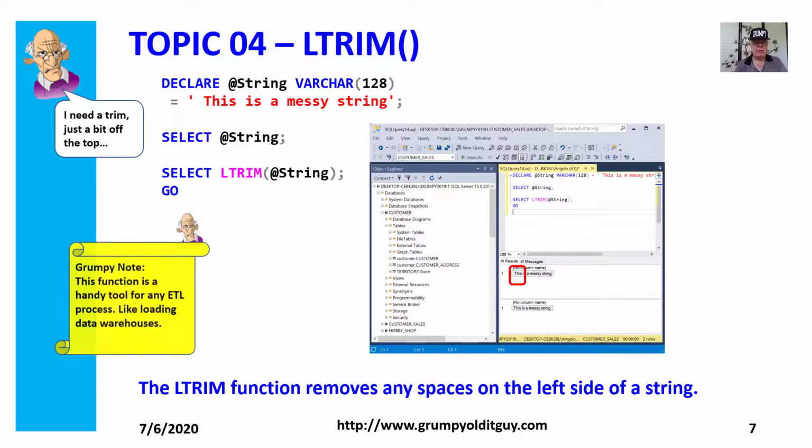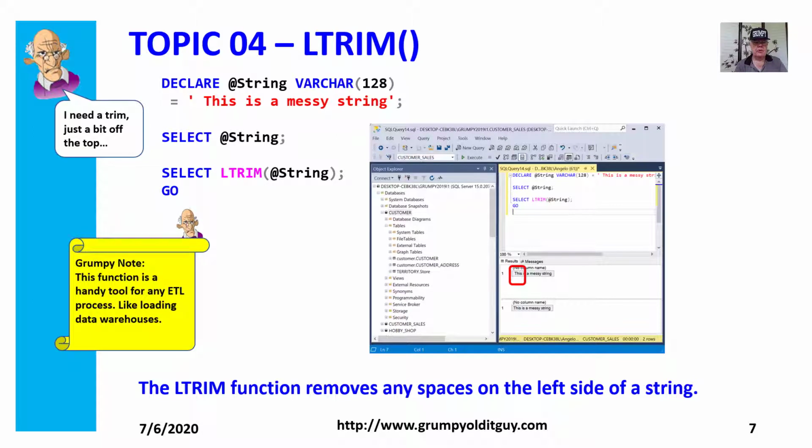And what do we have here? We have a grumpy note. This function is a handy tool like the other ones for any ETL process, like loading data warehouses. And again, ETL stands for extraction, transformation, and load. I'll mention it again, Microsoft has a really neat tool called SQL Server Integration Services, a very powerful ETL tool. Well, as I said before, if we have an LTRIM, what do we have next?